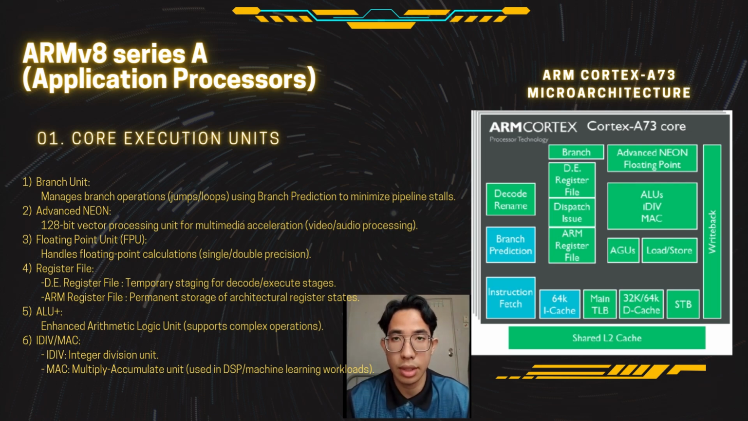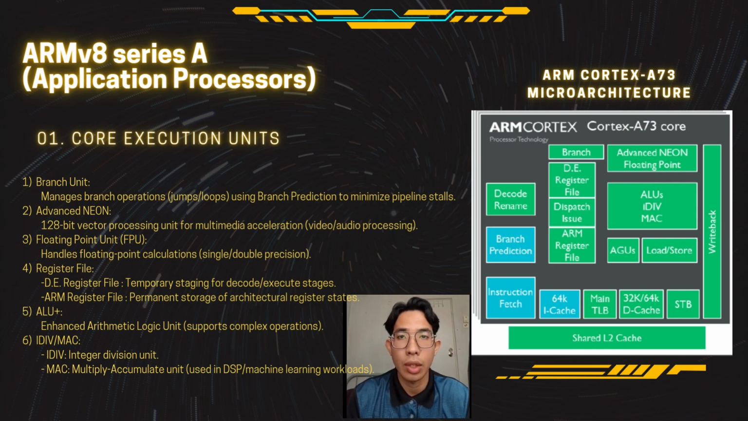Okay, right now I would like to talk about the ARM Cortex-A73 processor core execution unit. The branch unit manages branch operations such as jumps and loops, using branch prediction to minimize pipeline stalls. So the branch unit acts like a smart GPS, predicting the code path ahead.